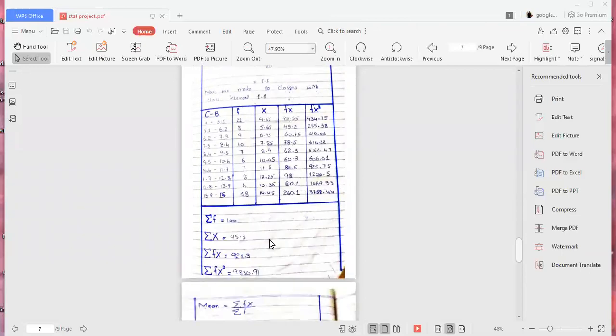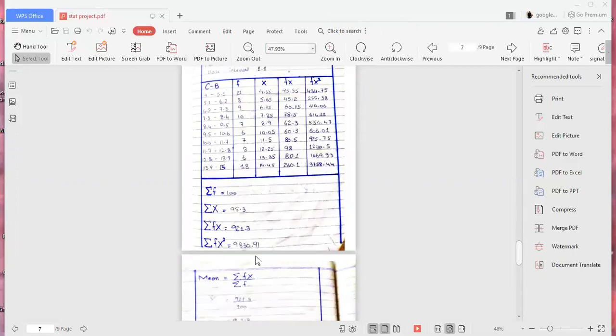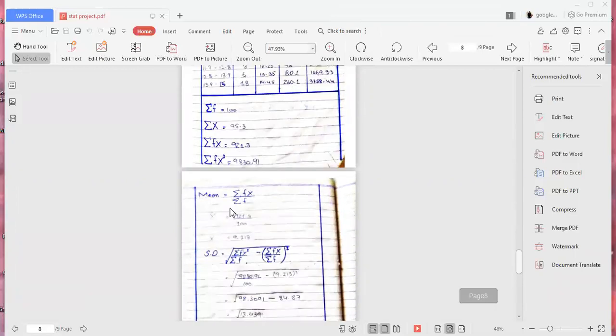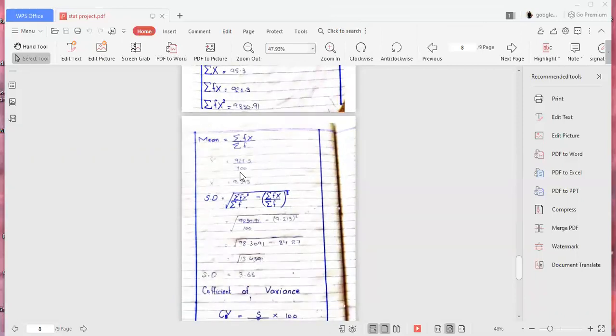After finding these values, you should sum them. Sum of f should be 100. It shows that you are doing it correctly. Then the sum of x, sum of fx, and sum of fx square. After doing this, you first find the mean, sum of fx divided by sum of f. As we have already found these values, just put the values and get 9.213 as the mean.